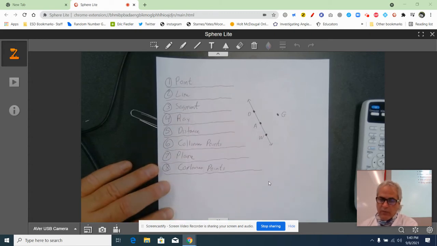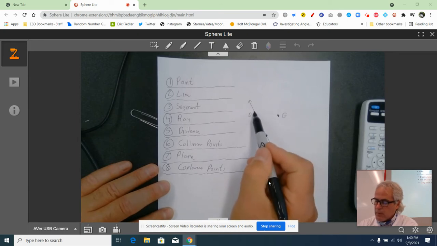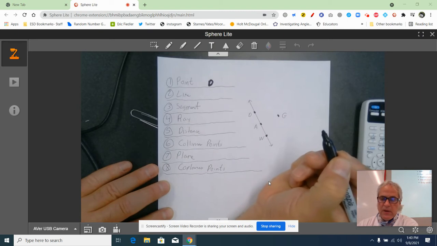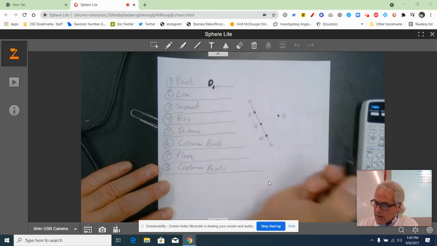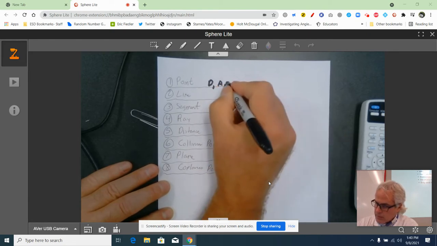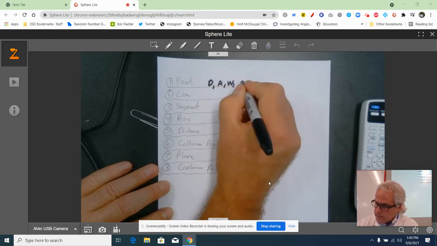The first question asks for a point. So all I've got to do with a point is give a letter. Here's the first point that I see, which is D. So I'll just write D. Now, if I'm asked to give a number of points, I need to separate them by commas. So, for example, I could say A, comma, point W, and then point G.